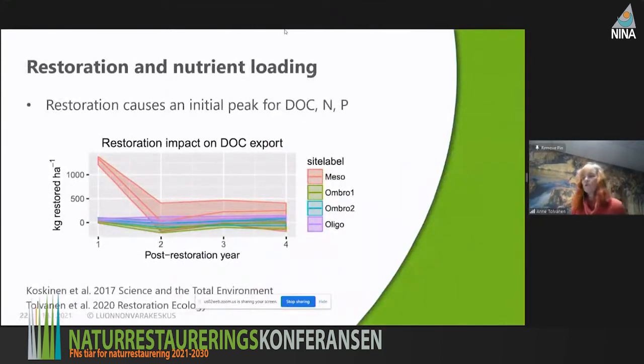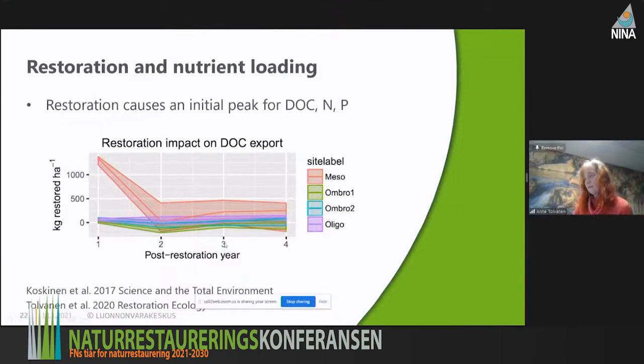What about the nutrient load into water? Restoration causes an initial peak of dissolved organic carbon, nitrogen and phosphorus from peatlands. As I said, drainage also does it, because whenever you excavate the soil, you cause some disturbance, and that releases runoff of nutrients and organic material. Here, especially the nutrient-rich or mesotrophic peatlands, in this case, start to release nutrients after restoration. And according to the present knowledge, this is not a very long-term impact.